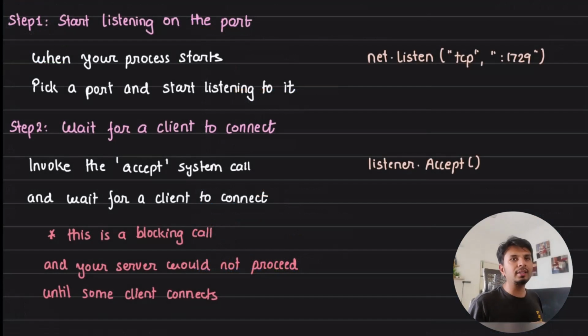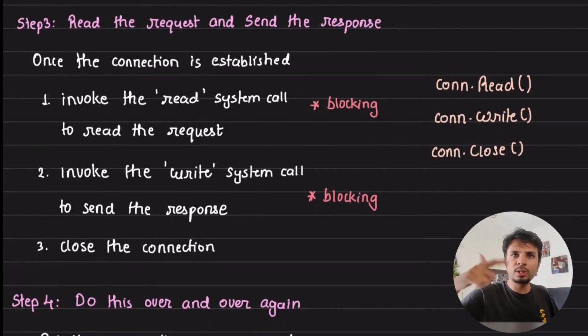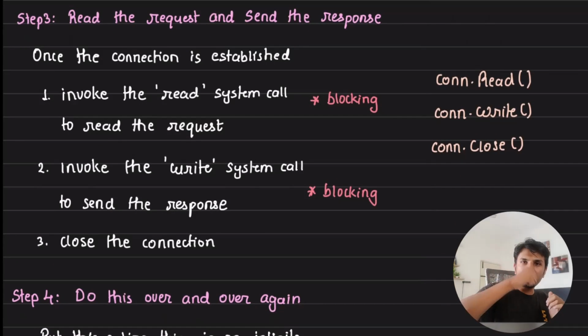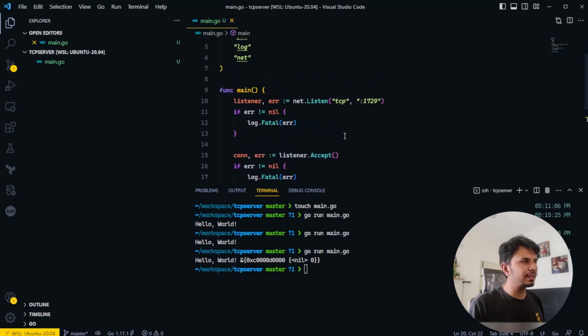Now, what's the third step? The third step over here is that once the connection is established, in the curl request, what we'd get is an HTTP request. So what we have to do is, when a client connects to my server, I would have to read the request. I would have to do some processing, and then I would have to write the response and then close the connection. So that's exactly what we'll do. So again, let's jump to our code and we'll start making the simple changes.